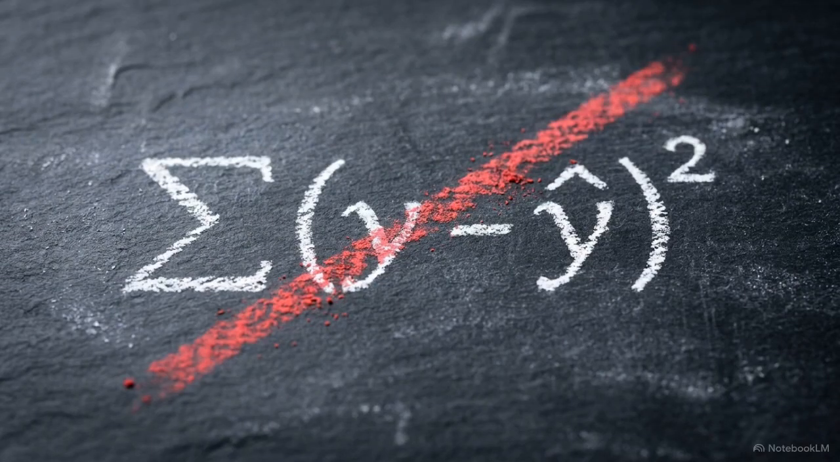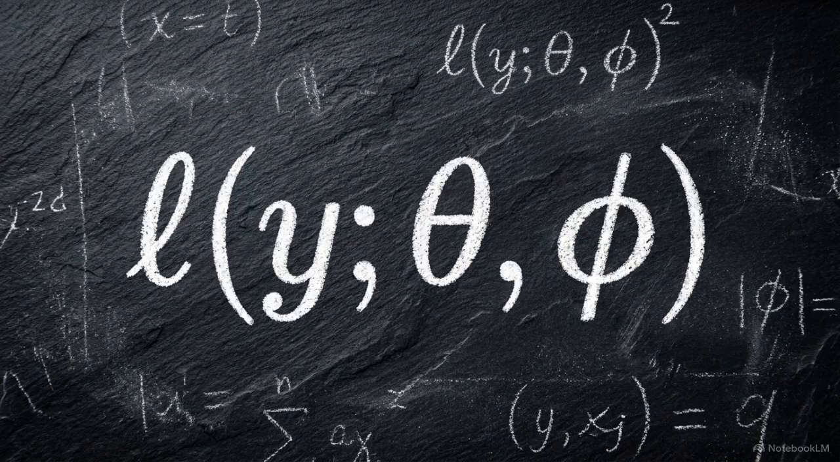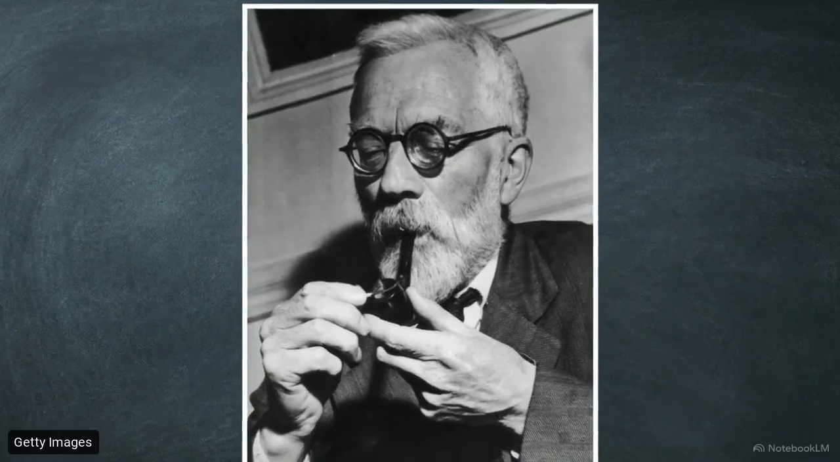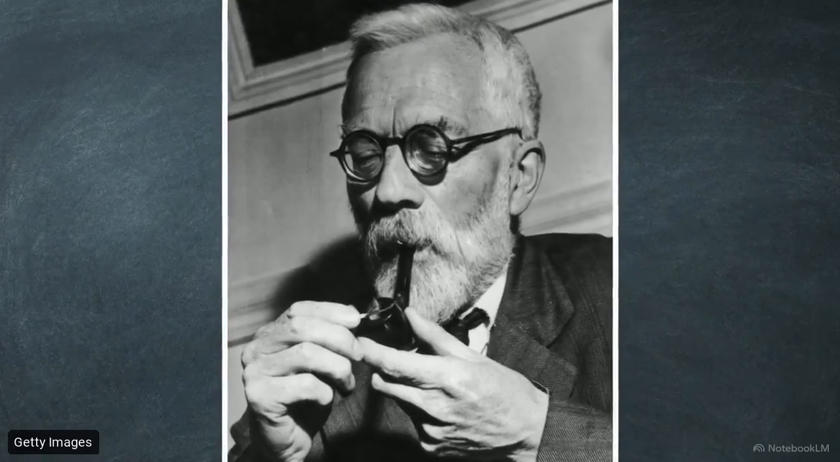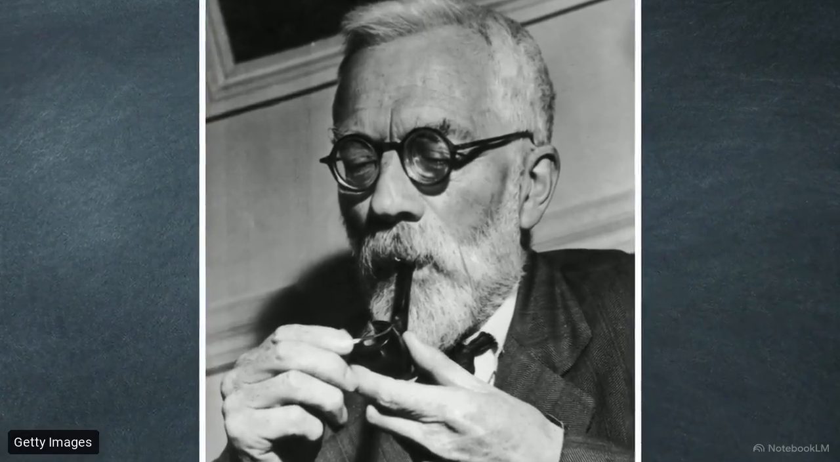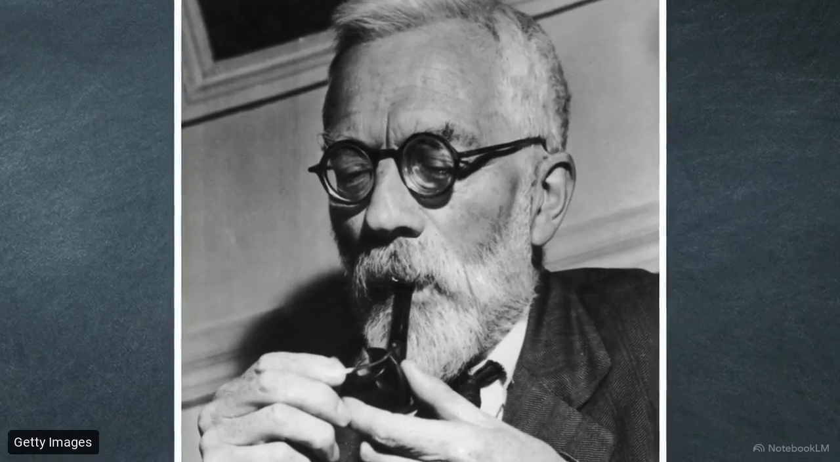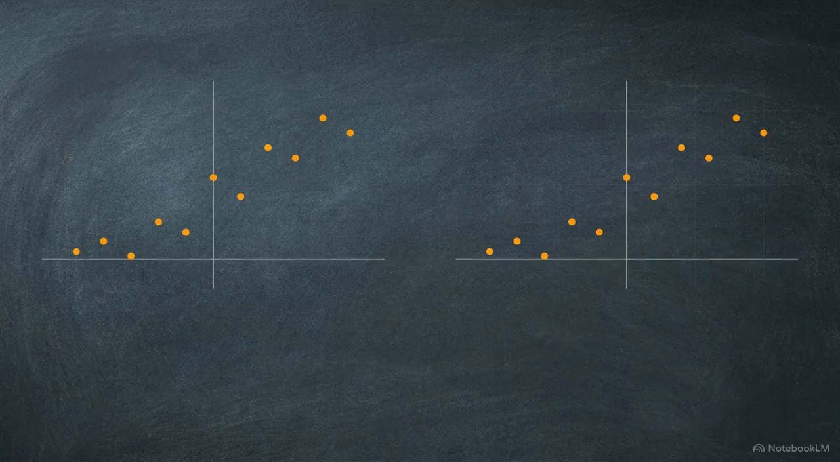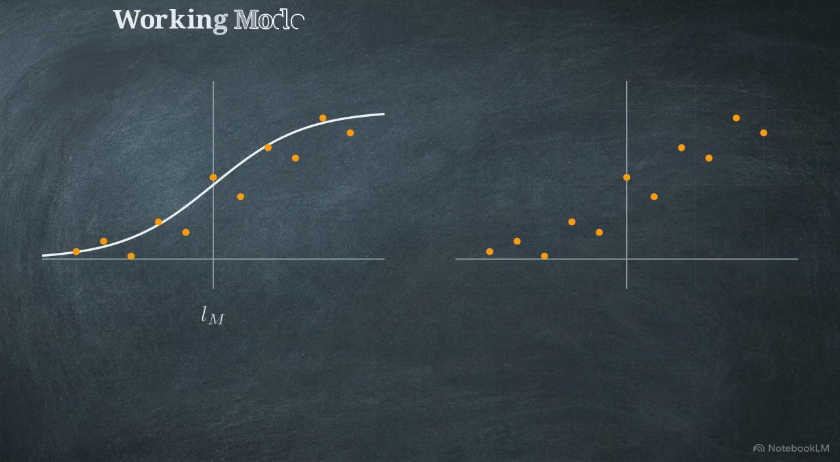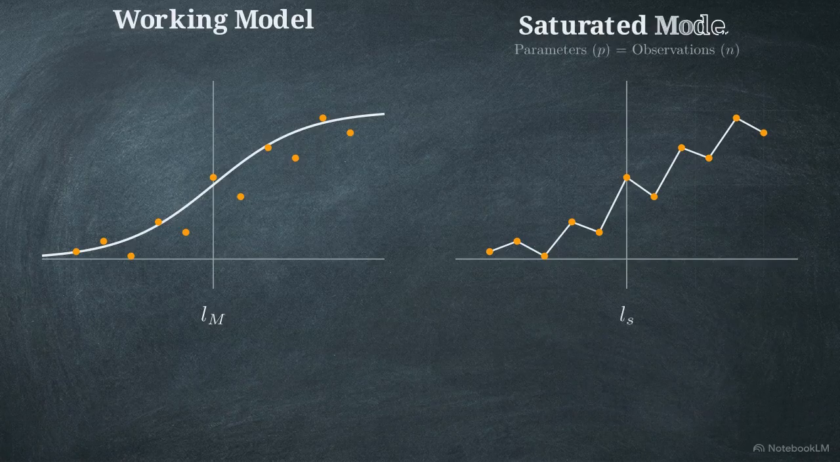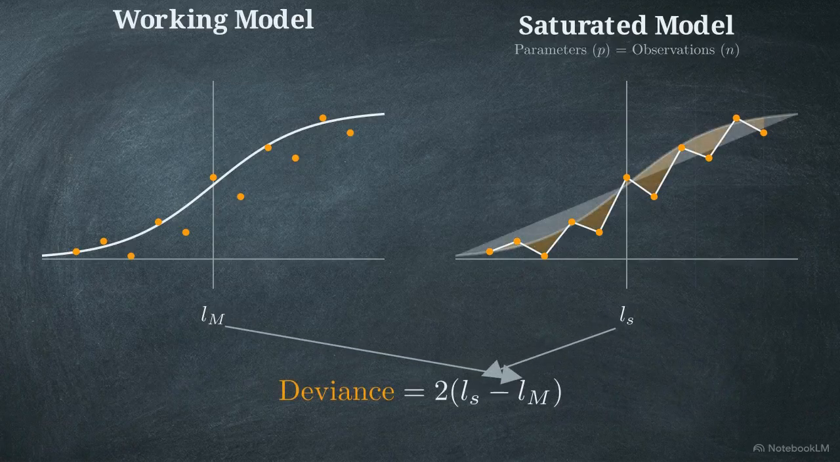If classical error metrics, like the residual sum of squares, are invalid for these non-normal distributions, we need a new way to verify the accuracy of the model. We evaluate fit using likelihood, pioneered by R.A. Fisher. This metric measures how plausibly a specific mathematical model explains the observed data. For a GLM, the universal fit metric is called deviance. To calculate it, we compare the log likelihood of our working model against a theoretical saturated model, one that assigns a unique parameter to every single data point to achieve a perfect fit.